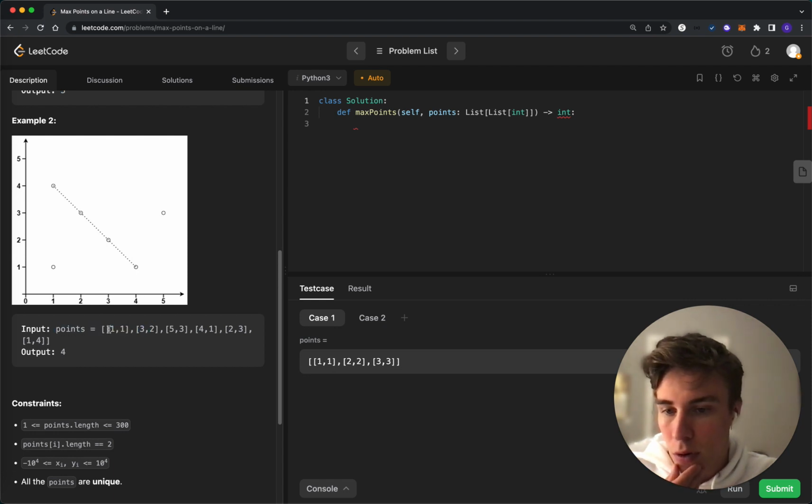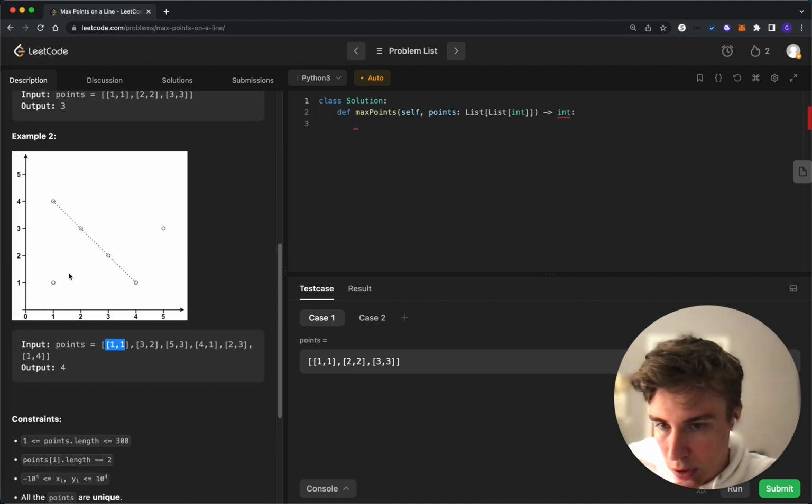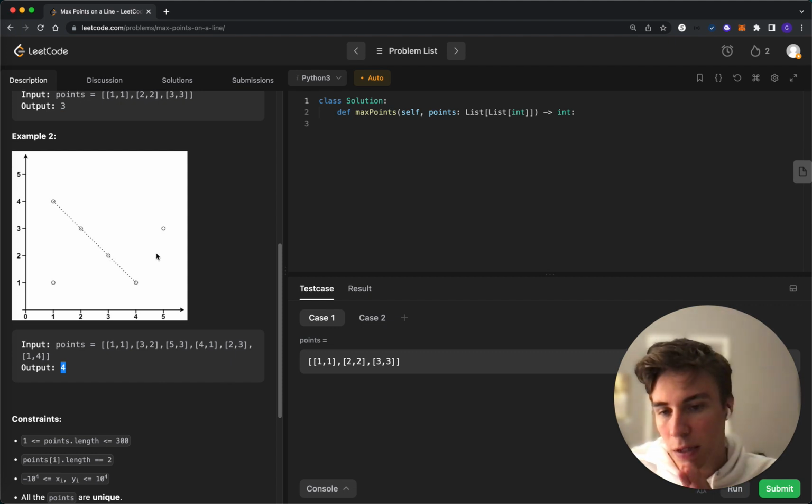Another example: [1,1], [3,2], [5,3]. Those form a line similar to this one, except the slope is 1/2. But then there's also this other line, [4,1], [2,3], and [1,4]. And those form another line. The output happens to be 4. Okay, so this makes sense to me.